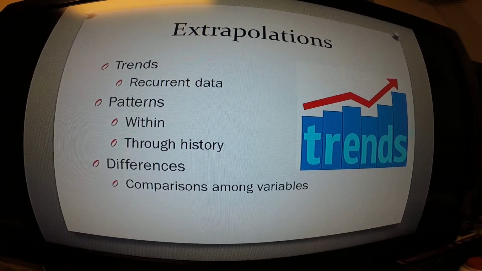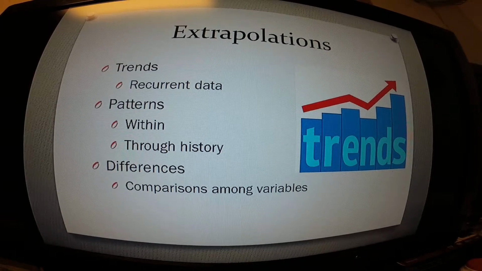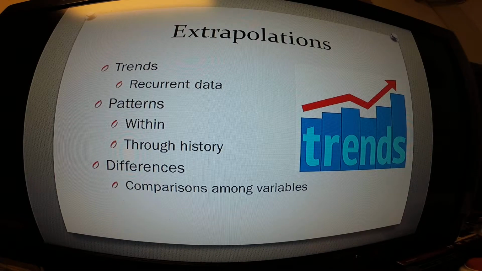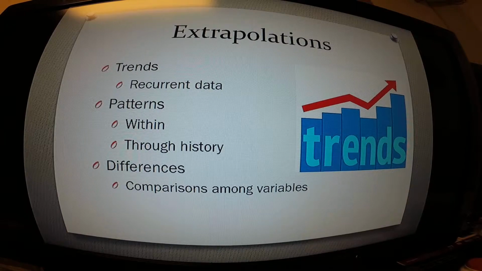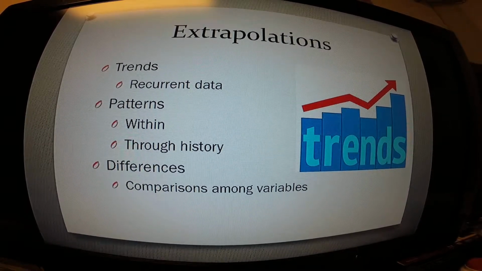So our first category is extrapolations. In our extrapolations, we're extrapolating trends. We are looking at recurrent data to show trends. Great example, stock market. Patterns, we're extrapolating patterns either within our essay or throughout history. We are also extrapolating differences, so we're comparing variables to determine a difference, if there is a difference.